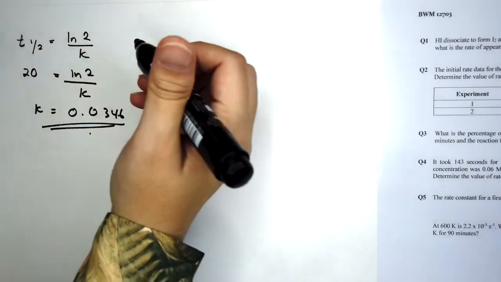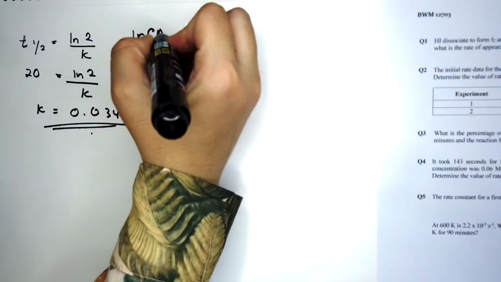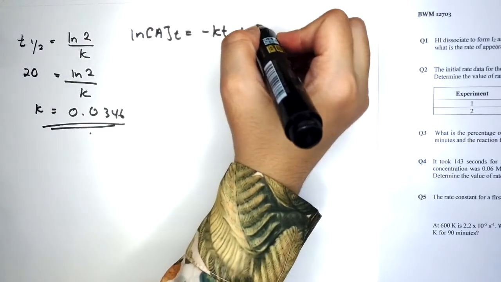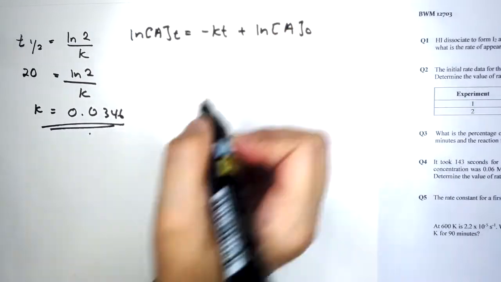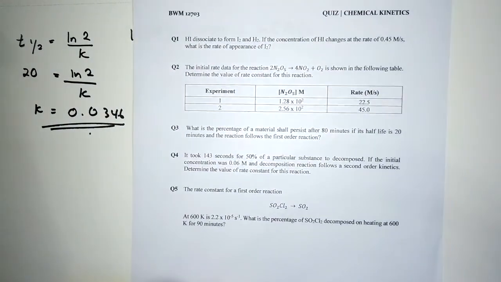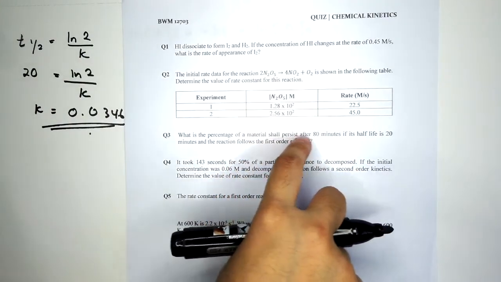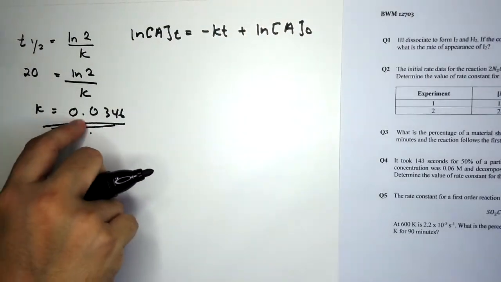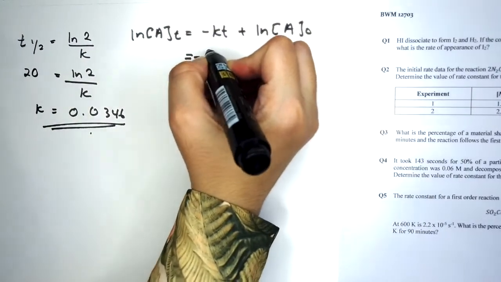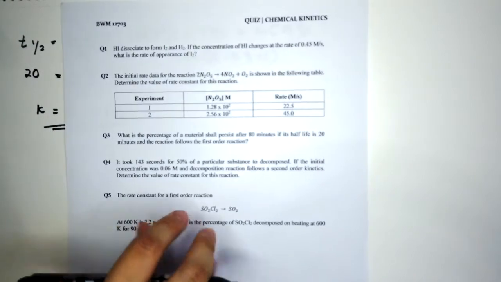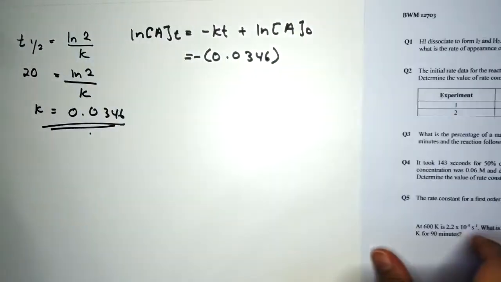The first order reaction is equivalent to ln At equivalent to negative Kt plus ln A naught, where the A naught is the initial concentration and the At is the final concentration. If you look back at the question here, so what happened after 80 minutes and you already calculated the value of K. So the value of K is for this, so negative 0.0346, and the time 80 minutes, so the time is 80.